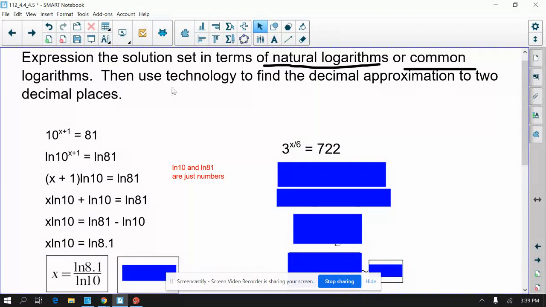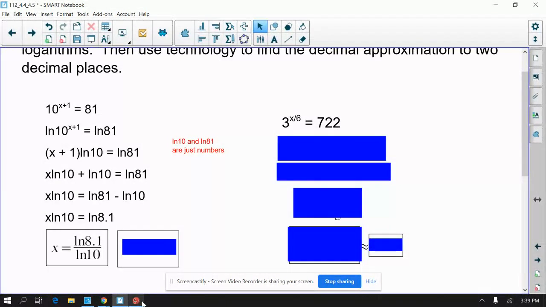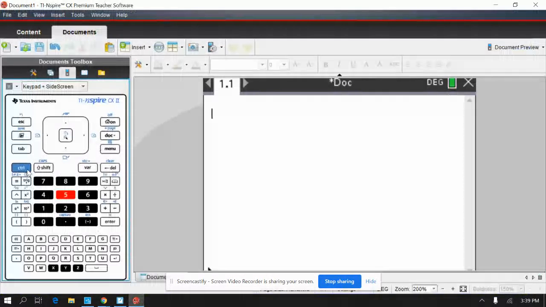And then it says use technology to find the decimal. So I go to my calculator and I type in the natural log of 8.1 divided by the natural log of 10.